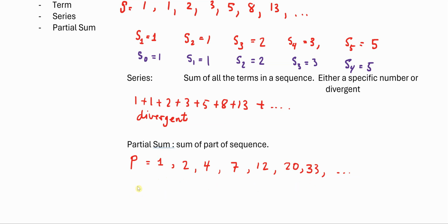You can also see sometimes it will be listed this way: P1 equals 1. So the first partial sum is 1. The second partial sum is 2. The third partial sum is 4, of this particular sequence that I started out with. So hopefully that gives you some understanding, some context, into the world of sequences and series.